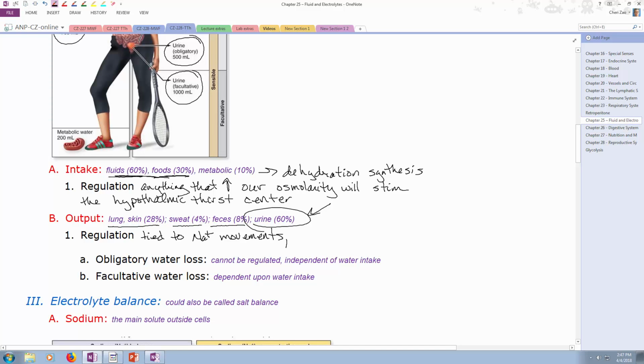And our urine output is greatly affected by the presence or absence of very important hormones, mostly antidiuretic hormone or ADH, as well as aldosterone.